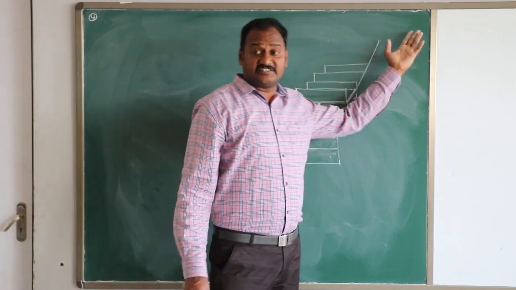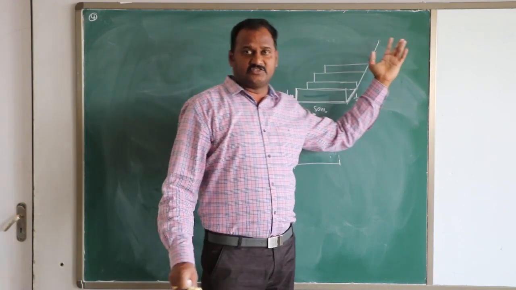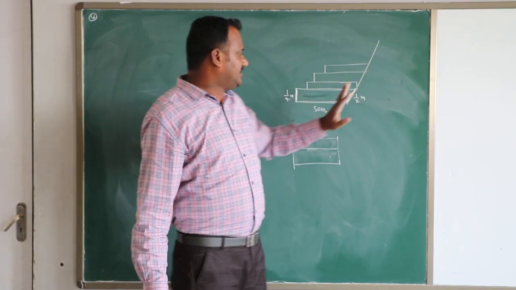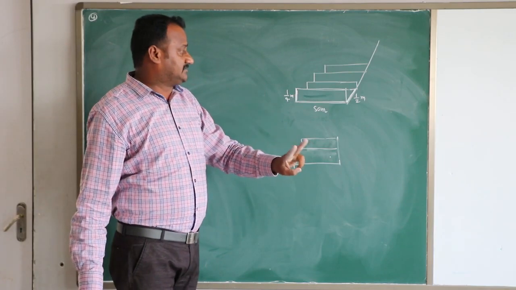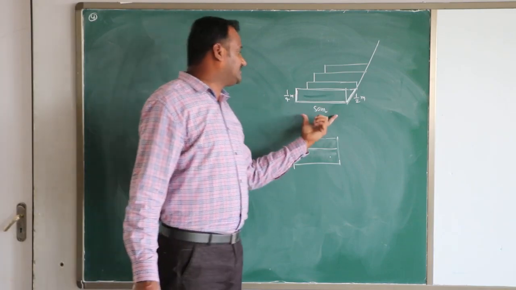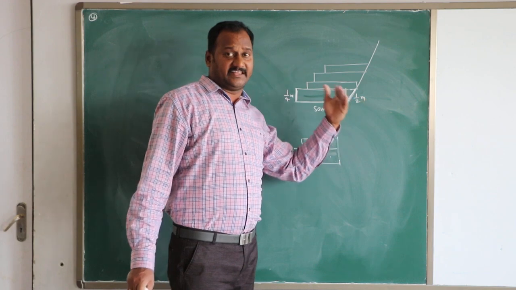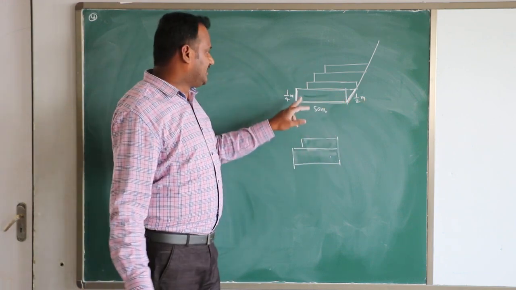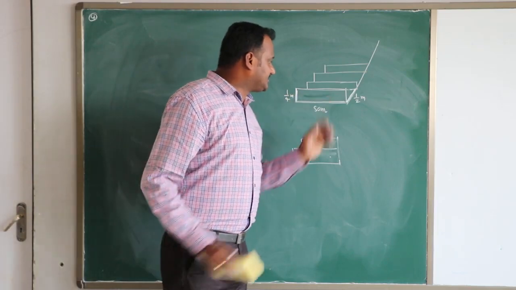Like that, how many steps are there? 15 steps are there. So the 15th step height is equal to 15 times 1/4. So here two things remain the same: the length of the step and the width of the step. But the raise is changing by 1/4. So let us consider the first step.